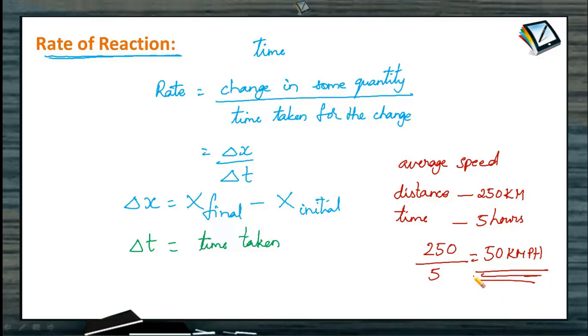Now tell me, is it actually possible like that? Can you drive a car with the same average speed of 50 kilometers per hour throughout the entire journey? Definitely no. Why? Because sometimes you need to go faster and sometimes you need to go slower, depending upon the road conditions as well as the traffic, isn't it? You will understand this by seeing this animation.